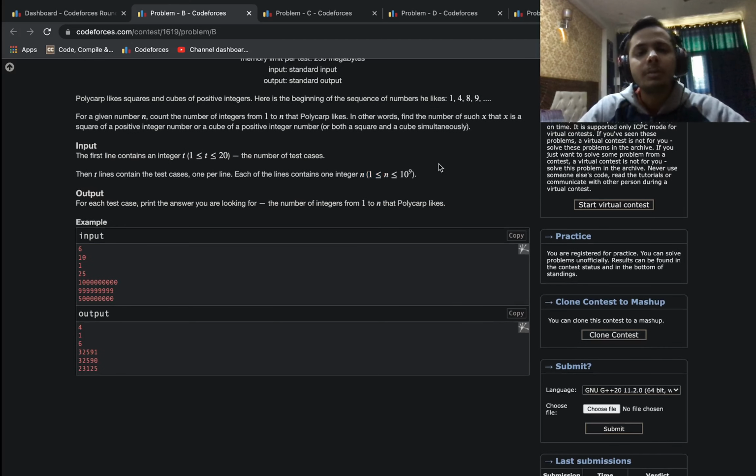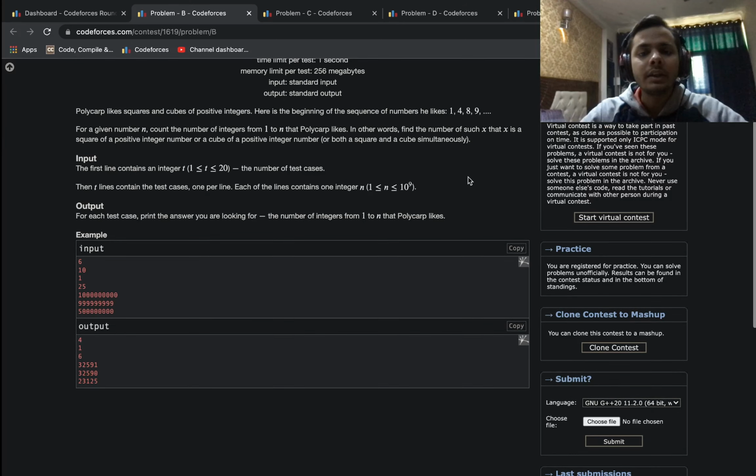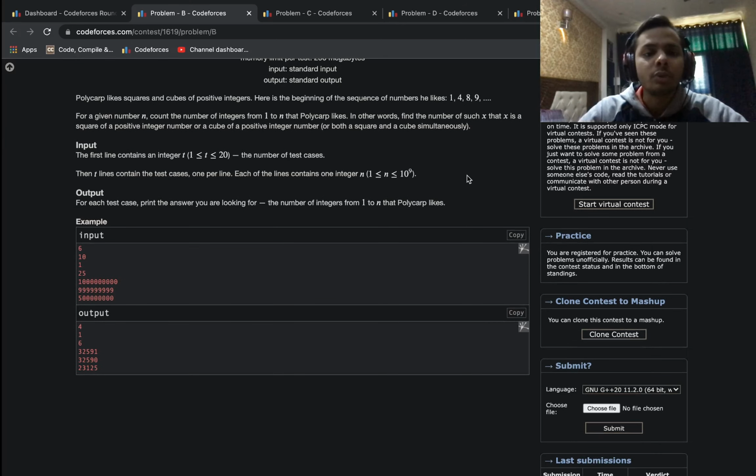Just pre-compute all the perfect squares and perfect cubes, put them in a vector, sort the vector, and in every test case you will be given with an n. Use binary search to find the number of numbers in the vector which are less than or equal to n, and you are done. The only thing to care about here is that there can be numbers which are both perfect squares and perfect cubes. For example, 64. 64 is the square of 8 and it is also the cube of 4. So numbers like this might get inserted twice into your vector.